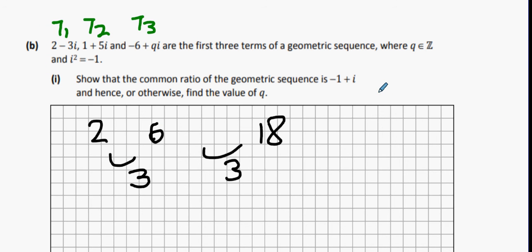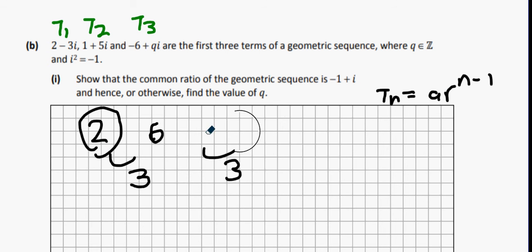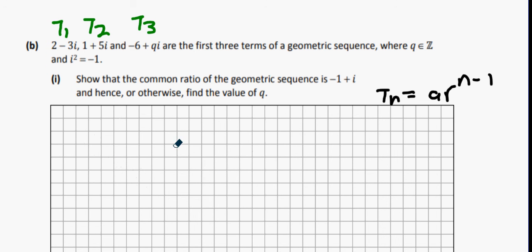And for geometric sequences, it's Tn is AR to the n minus 1. Okay, and A is the original term. So in this case, A would be 2, and the R value would be 3. But obviously, this is much harder than this because we've got to figure out what the common ratio is.